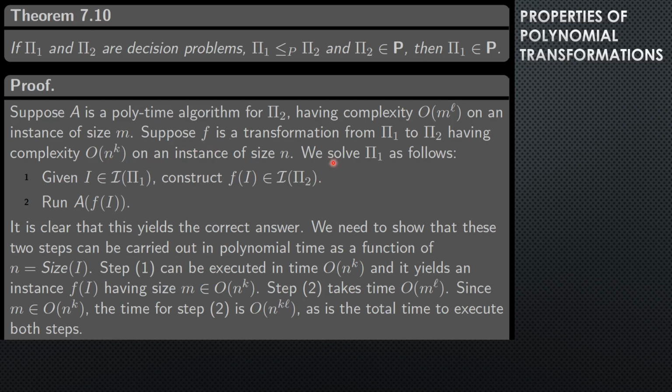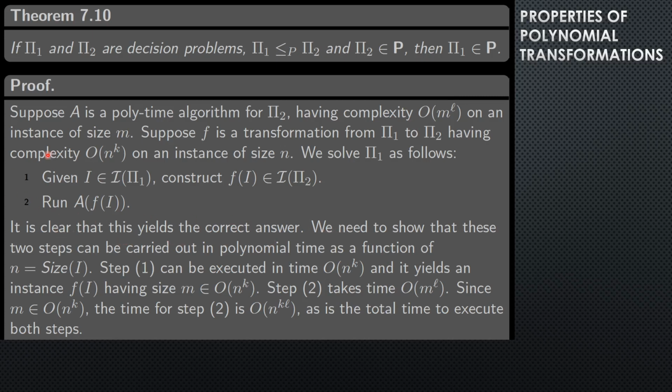Okay, so here's how we would solve problem 1 using the polytime transformation and our polytime solution for problem 2. We would take an input to problem 1. We would run our polytime transformation function to get an input for problem 2. And then we would run that input using our polytime algorithm for problem 2. And we return whatever the result is. And this will return the correct answer, because we've proved what we need to prove for our transformation about yes instances and no instances.